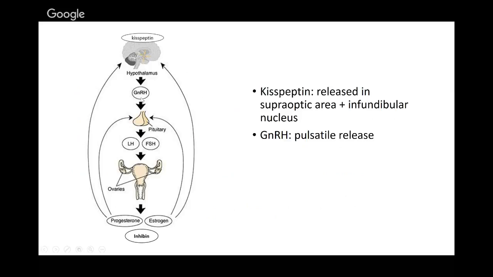So you start off with the hypothalamus releasing GnRH, which then causes the pituitary to release FSH and LH, which then act on the ovaries, specifically the granulosa cells, to produce progesterone and estrogen. Inhibin also works in the negative feedback loop. So don't forget this one.